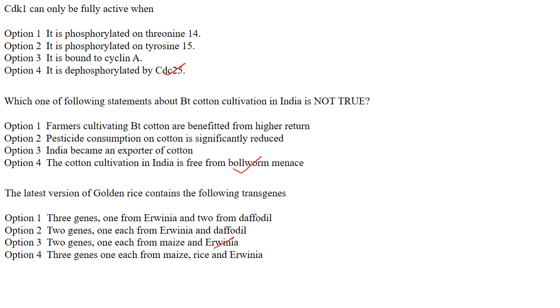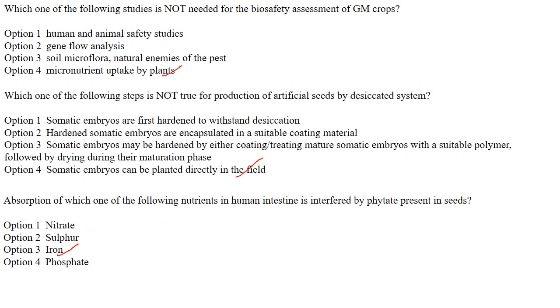Then the latest version of golden rice contains the following transgenes. So 2 genes, one each from maize and Erwinia. Answer is option 3. Which of the following studies is not needed for the biosafety assessment of GM crops? Human and animal safety studies, yes. Gene flow analysis, yes, through pollen grains, so that is needed. Soil microflora, natural enemies of the pest, yes. Micronutrient uptake by plants, so that is not needed for biosafety assessment of GM crops.